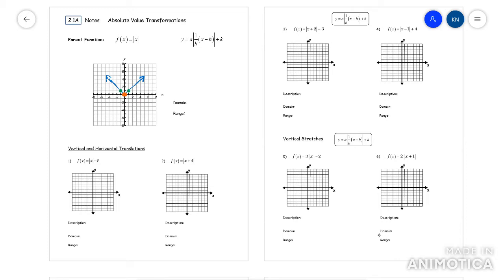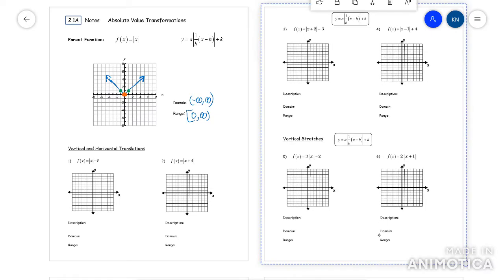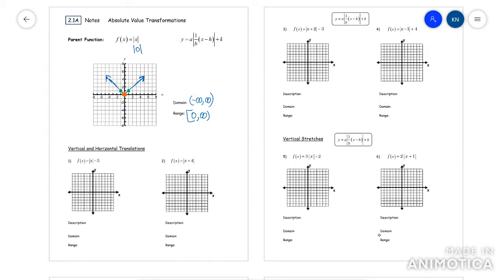The domain of an absolute value function is all real numbers. And the range is everything from 0 to positive infinity. The 0 has a bracket because it actually hits it. That's where the orange dot is. Because if you inputted 0, it would output 0. So absolute value functions can touch the x-axis. Now, if you shift them, they can go wherever they want.